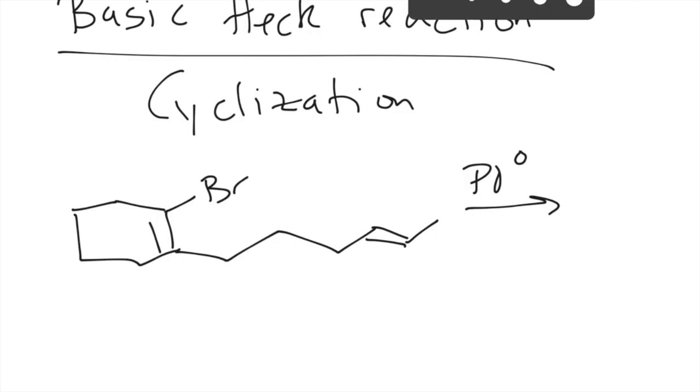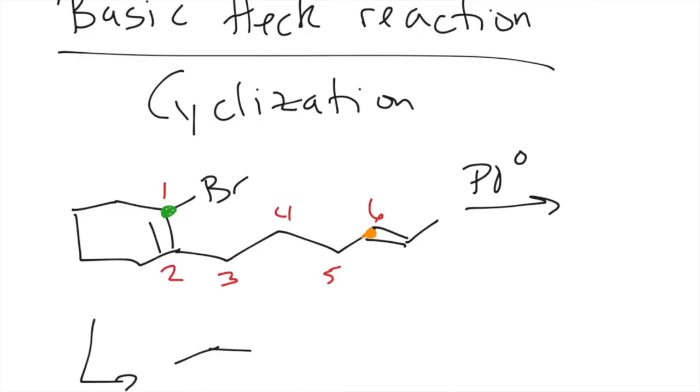And what you can do is count 1, 2, 3, 4, 5, 6. And we're going to make a bond from carbon 1 here to carbon 6. All right. So our palladium is going to insert into that carbon-bromine bond. Right. This is our oxidative insertion. This is going to get us to palladium 2.